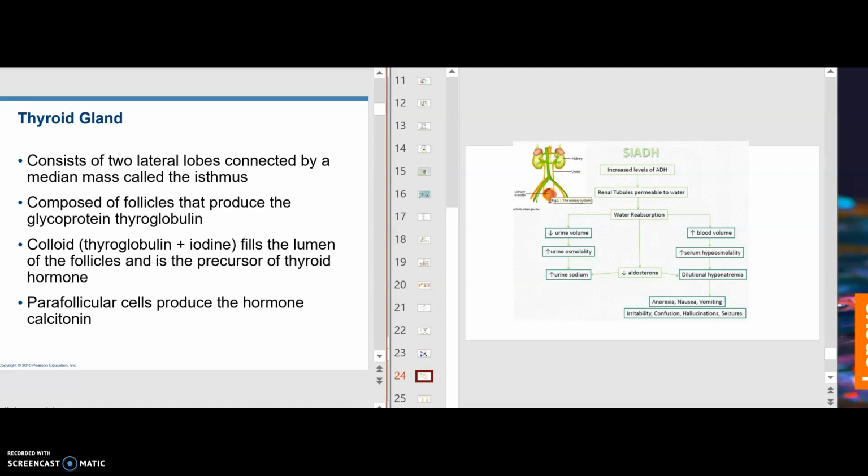Now we're going to look at the thyroid gland. But I'm going to start a new one for the thyroid gland.